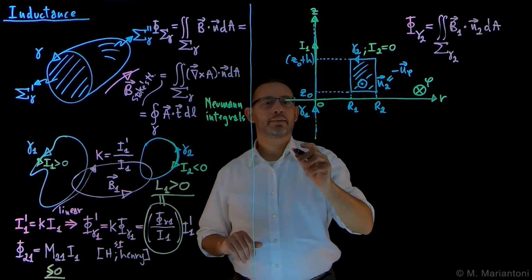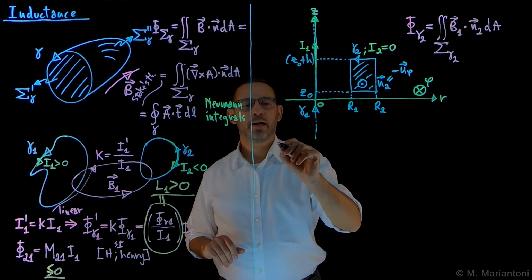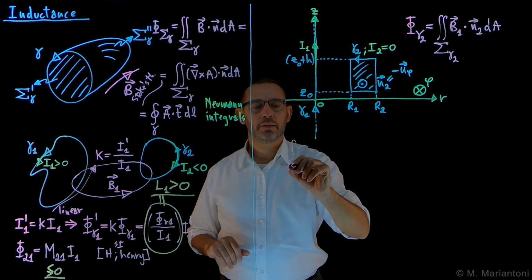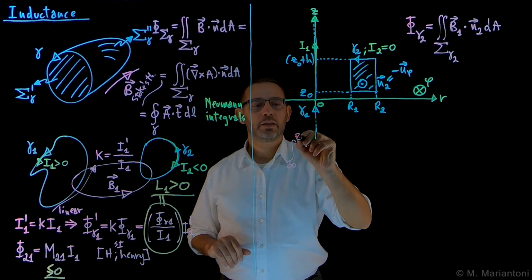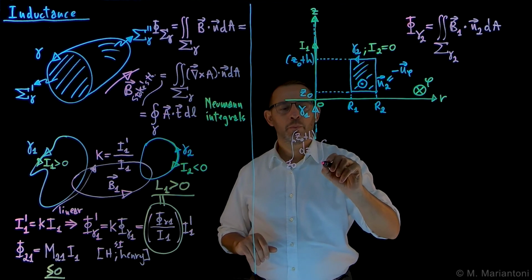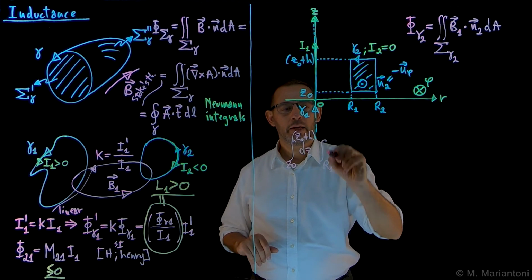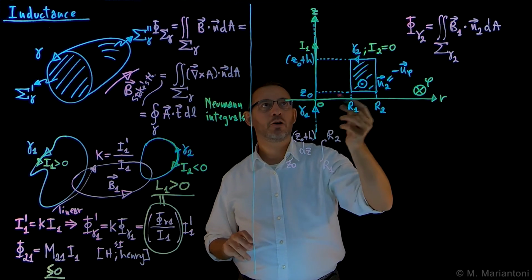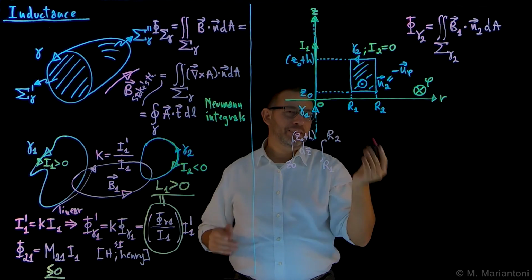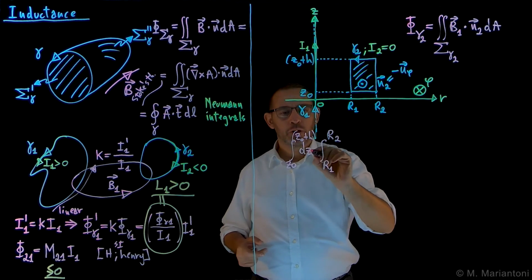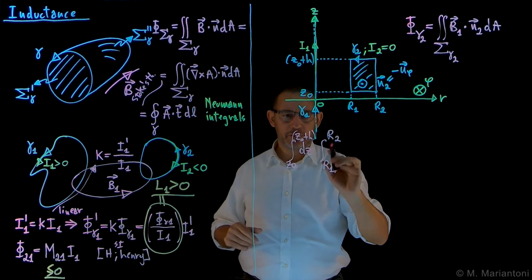With respect to this coordinate system, this flux simply becomes the integral between z naught and z naught plus h in dz, this is part of the dA, integral between capital R1 and capital R2. Even though we are in a cylindrical coordinate system, this is a rectangle where R and Z are effectively Cartesian coordinates, so it's just the area of a rectangle, so don't get confused by sine of theta or things like this.